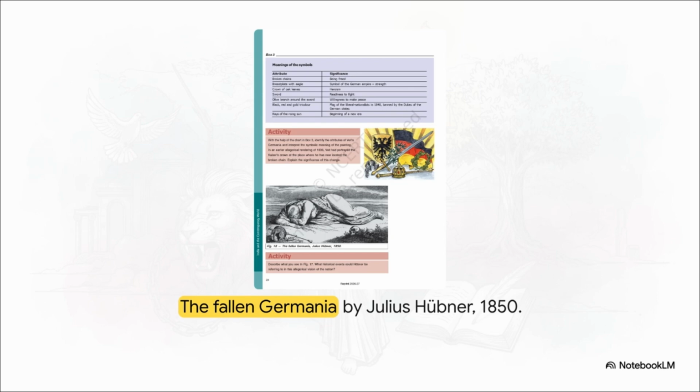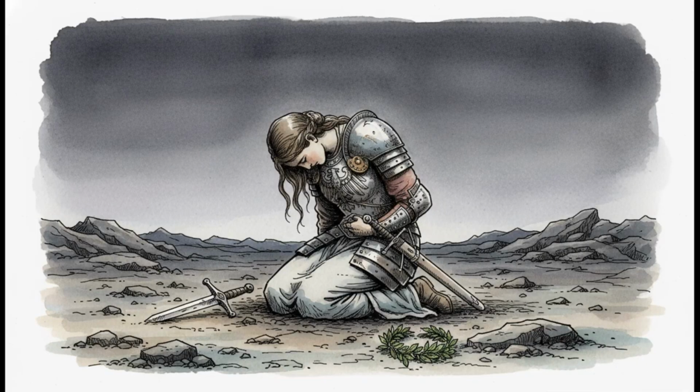This piece by Julius Hübner from 1850 is practically a historical crime scene. It's actually titled The Fallen Germania, and wow, the contrast between the optimistic cluster of symbols we looked at just a minute ago and this bleak, devastating illustration couldn't be starker. We are no longer looking at an empowered rising hero, we are looking at the grim, harsh reality of a completely crushed rebellion.